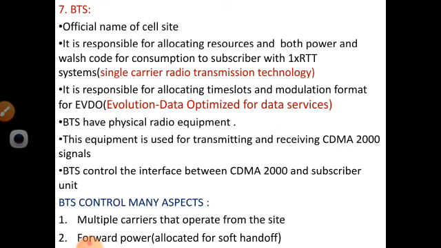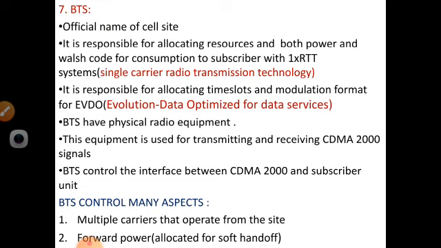So mainly this BTS in CDMA 2000 will be operated with 1X or 2X. 1X is nothing but a single carrier radio transmission technology. Instead of one, if I use the word two, it refers to a double carrier radio transmission technology. Another responsibility given to this BTS is allocating time slots and modulation format, especially for EVDO. EVDO stands for Evolution Data Optimized. So this EVDO is mainly used for data services.